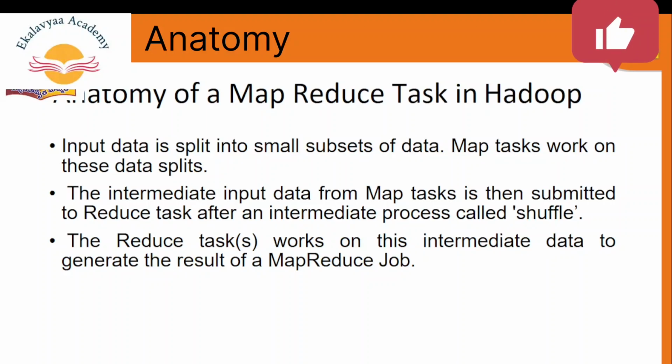Input data is split into small subsets of data. Map task works on these data splits. The intermediate data from the map task is submitted to the reduce task after an intermediate process called shuffle. The reduce task works on this intermediate data to generate the result of a MapReduce job. So this is the internal anatomy of a MapReduce task that is carried out in Hadoop. Now we will see one by one how exactly this anatomy works.